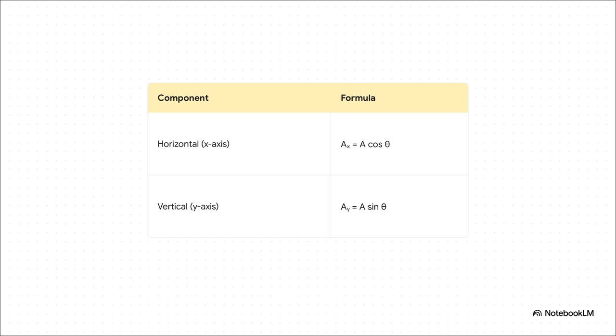And here's the best part. We don't have to guess how long those shadows are. There's a formula for it. If we know the length of our main vector, let's just call it A, and we know the angle it's pointing at, we can find the exact lengths of those shadows using a little bit of trigonometry. The horizontal part is always the length, A, times the cosine of the angle, and the vertical part is the length, A, times the sine of the angle. These 2 little formulas are your secret weapon for breaking apart any vector you find.